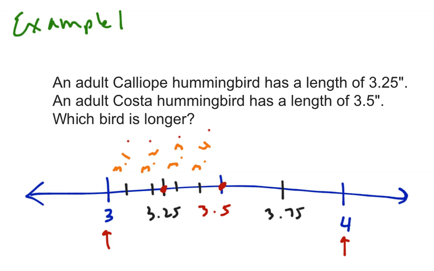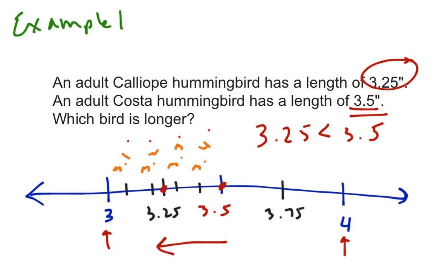But once you graph them, you can see that the number that is to the left is going to be the smaller number. So 3.25 is to the left of 3.5 on the number line. So that means it's the smaller number. So 3.25 is smaller than 3.5, less than 3.5. So the longer bird is the Costa hummingbird again.